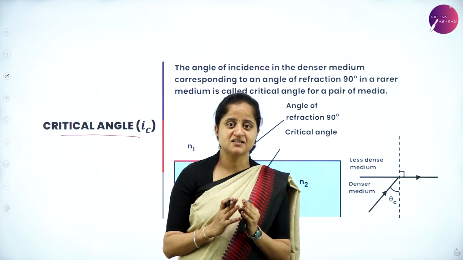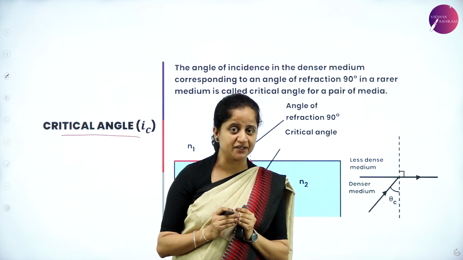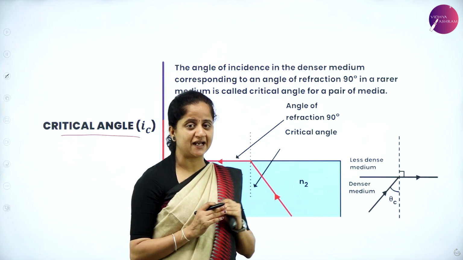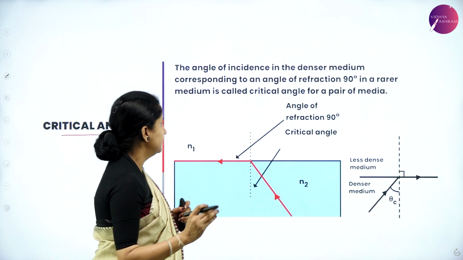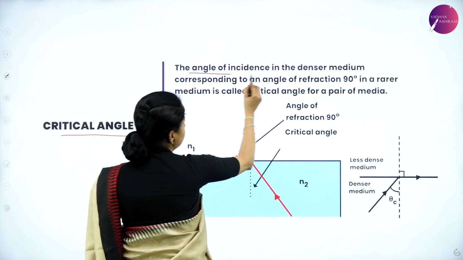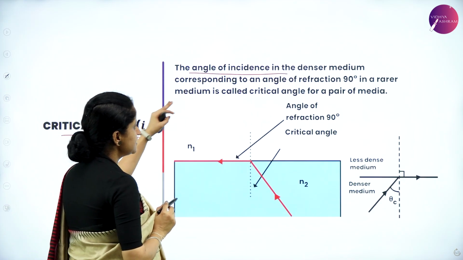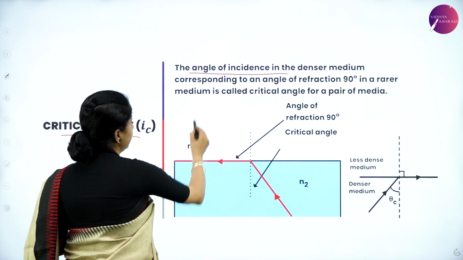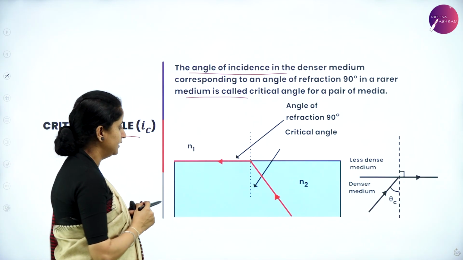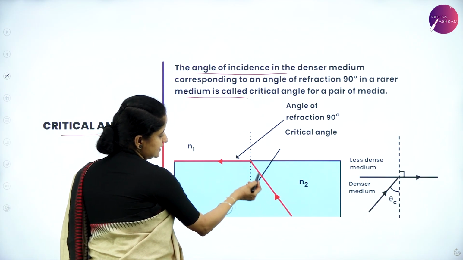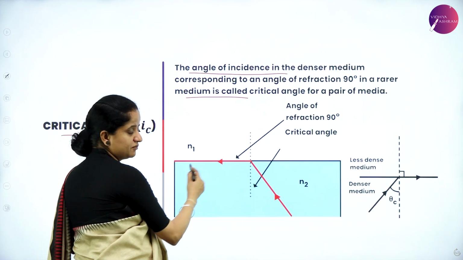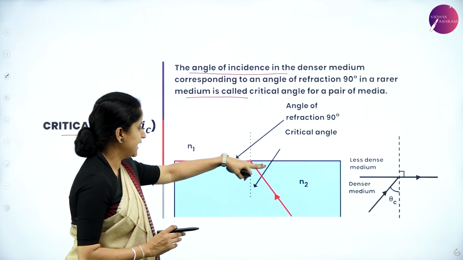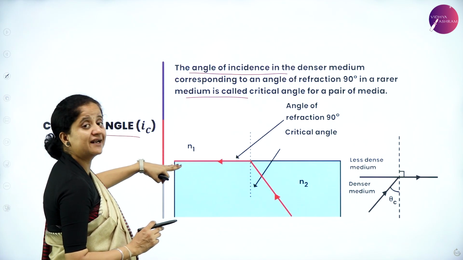So what are the conditions for this total internal reflection to happen? The condition is the angle of incidence must be greater than critical angle. What is the meaning of critical angle? We shall see now. It is the angle of incidence in the denser medium corresponding to an angle of refraction 90 degree in a rarer medium, which means the ray is traveling from denser medium to rarer medium. So the angle of incidence for which the angle of refraction is 90 degree.